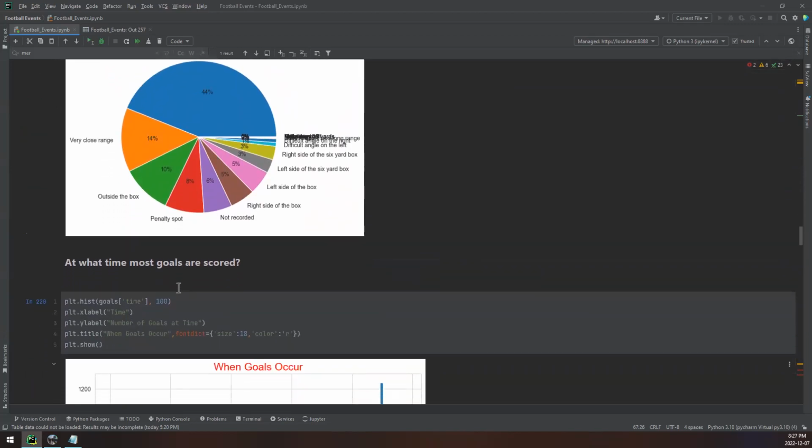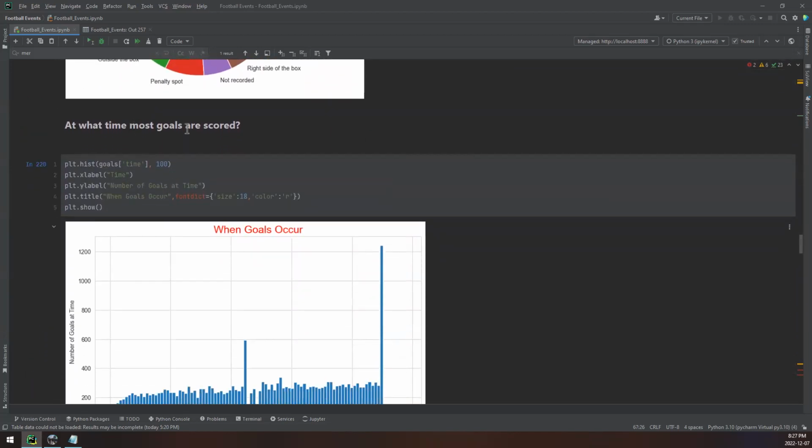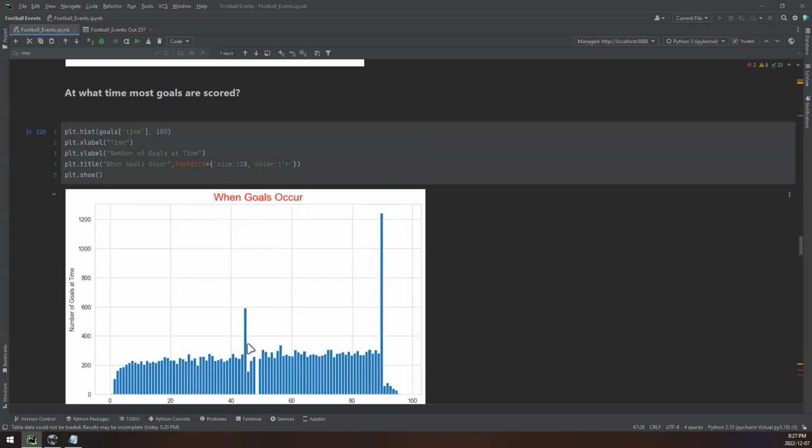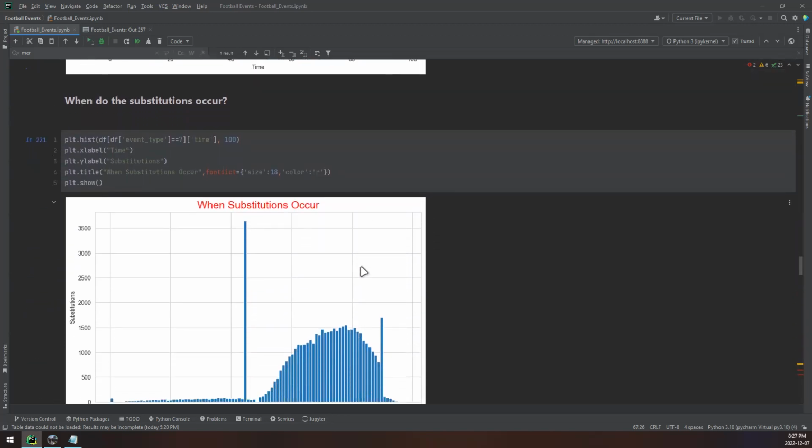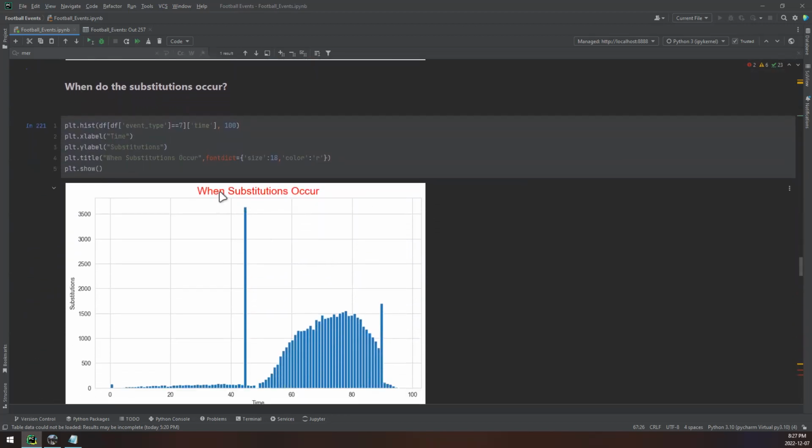What else? What time are most goals scored? This is something similar to what Ilya showed. We can see it's at almost 45 minutes or before 45 minutes. When do the most substitutions happen? I believe in the beginning of the second half.